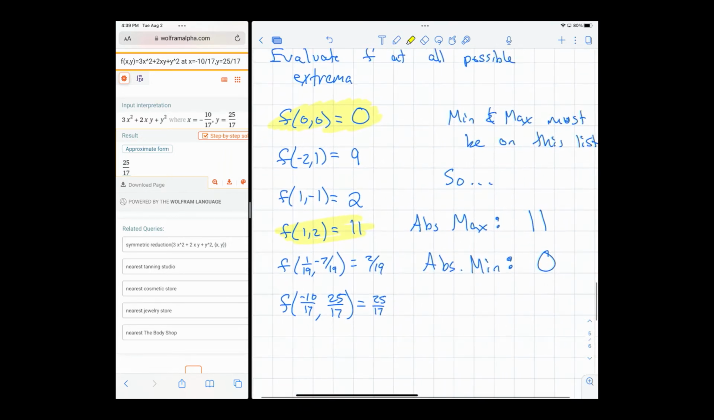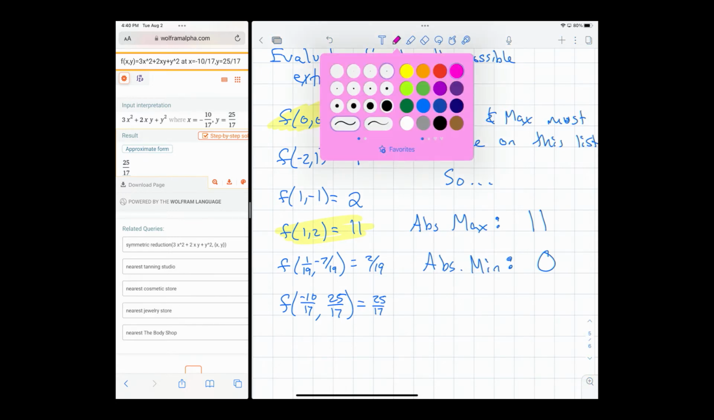Now, if I made a mistake with one of these critical points, like the numbers on this one or something, then maybe these numbers here are wrong and one of these actually came up the minimum, if I made a sign error. But the process we used was the correct process here. So I've got an absolute maximum of 11, the biggest number, and an absolute minimum of 0, the smallest number.